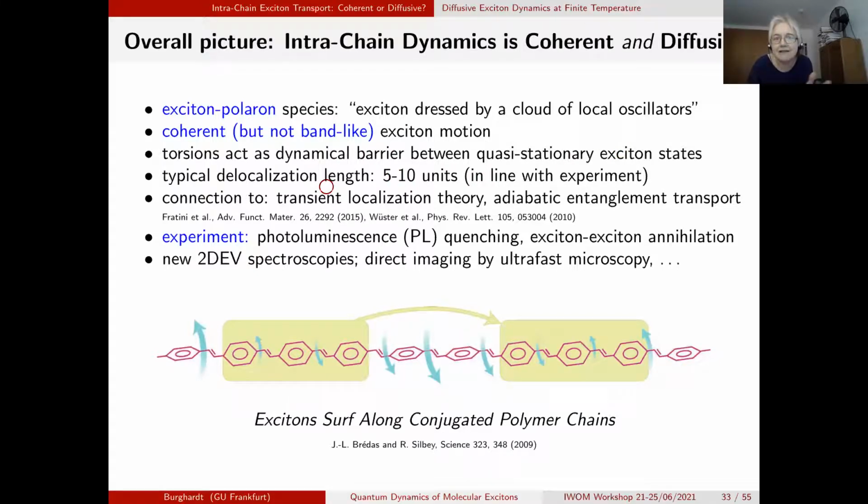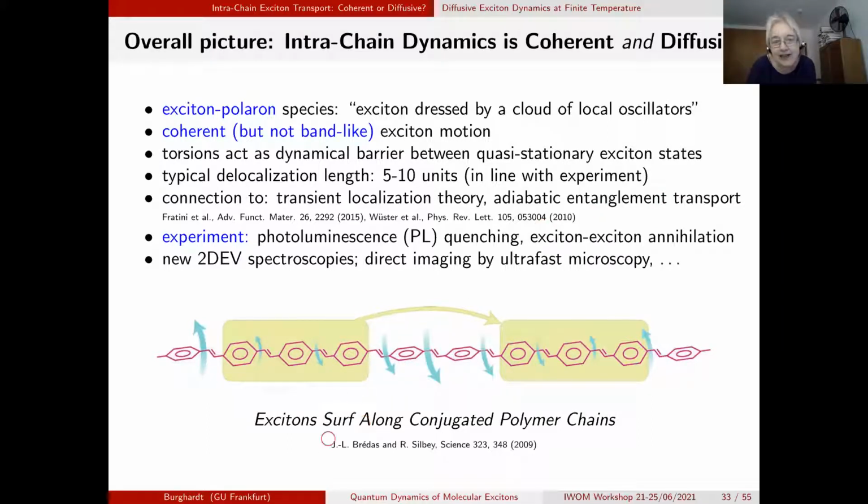And the spectra, in a sense, can be connected to transient localization theory that has been discussed a lot already. It can also be connected to adiabatic entanglement transport. Actually, we have this quasi-stationary exciton polaron that essentially follows the torsions quasi-adiabatically. And for lack of time, I didn't point out that we actually computed the entanglement. So we actually do have this entanglement transport, which is another mode of describing what we see.